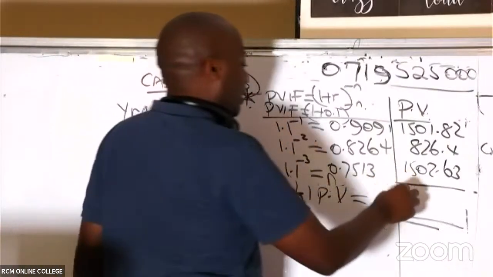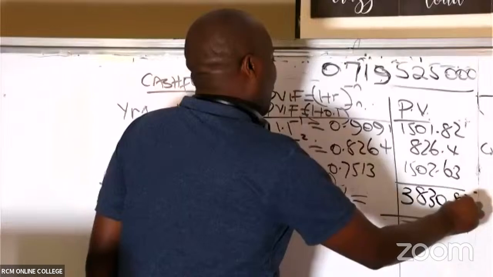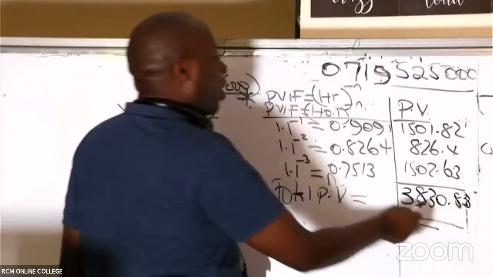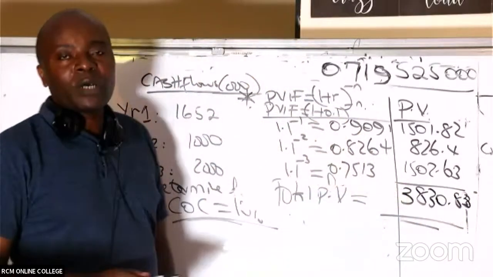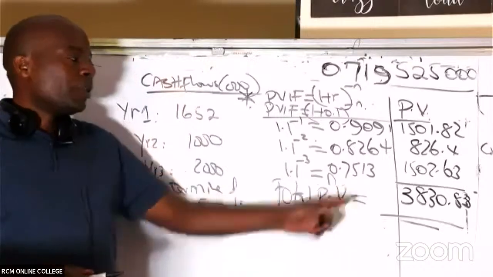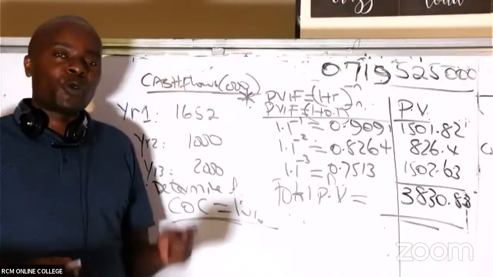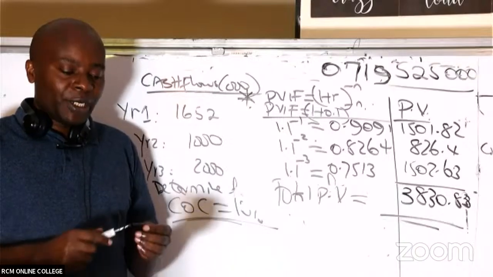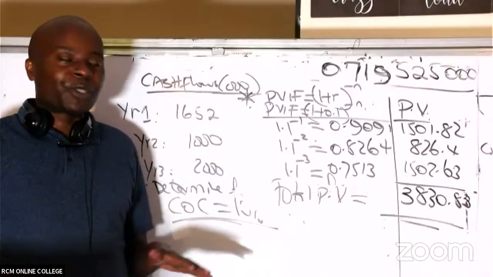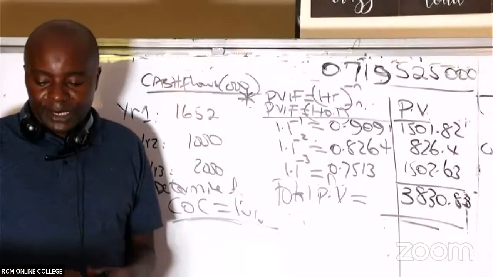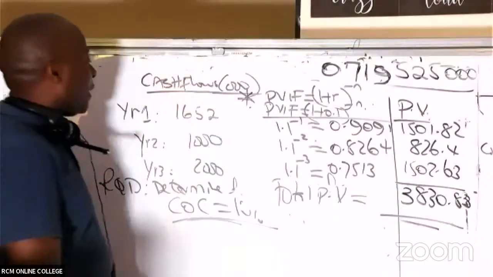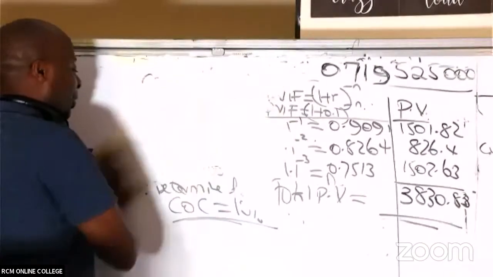Later on, I'll be showing you how we subtract the initial cost outlay from this to get what we call net present value. That's beyond the scope of today's class. Today's class, basically, we are learning how to discount. We are learning how to get present values.